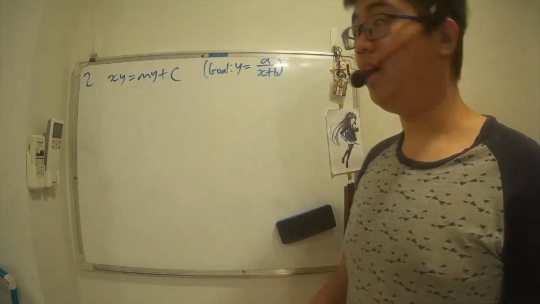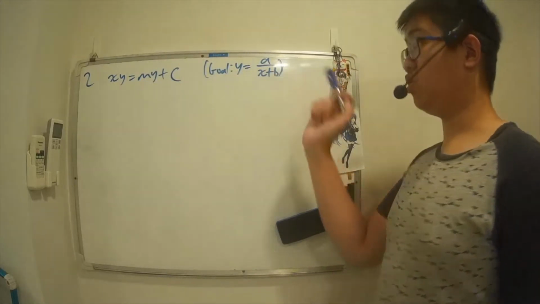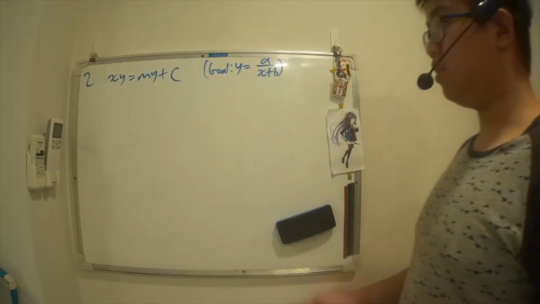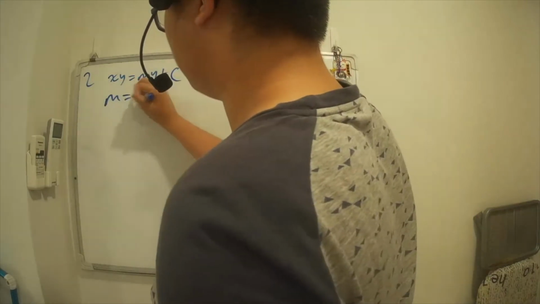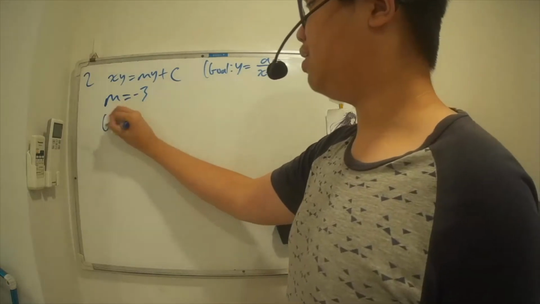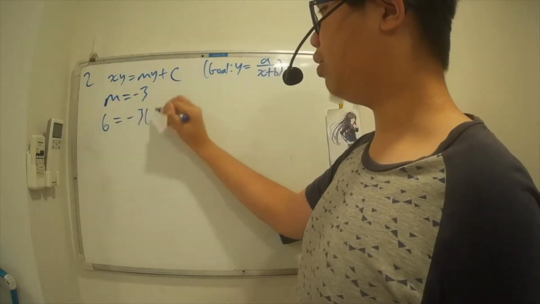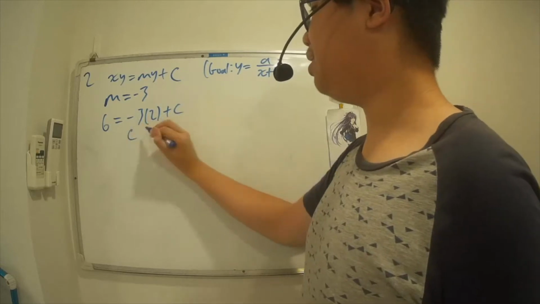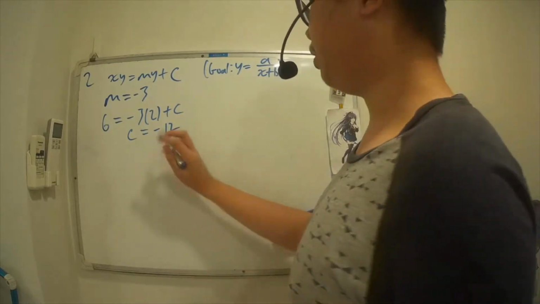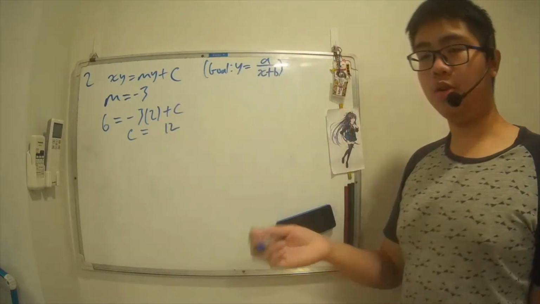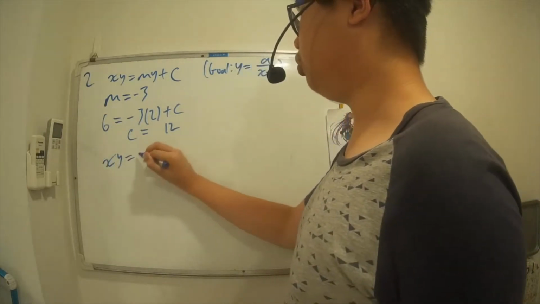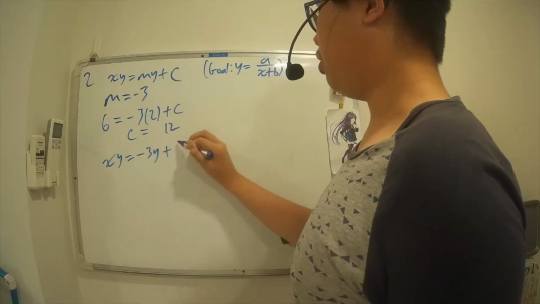Actually, m is given to us, right? And we have to get to the goal of y equals a over x plus b, and then find the values of a and b, right? So let's see. So we know that m is equal to -3, right? So let's use our points. We have 6 is equal to -3 times 2 plus c, and c is equal to, oh sorry, this is 12. So we have c is equal to 12. So that means that we have xy equals -3y plus 12, right?